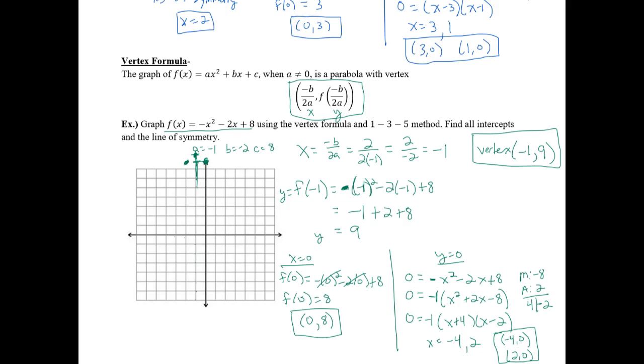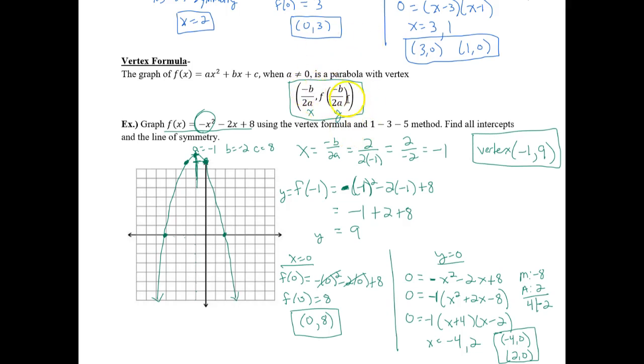And then the x-intercepts are at positive 2 and negative 4. 1, 2, 3, 4. And notice the graph is going downwards. And that makes sense because our a was negative. So the graph should be going down. If it's not going down, then we did something wrong. Alright, and there you have it.